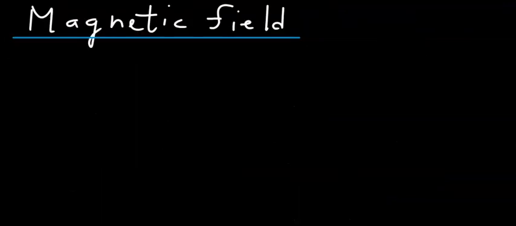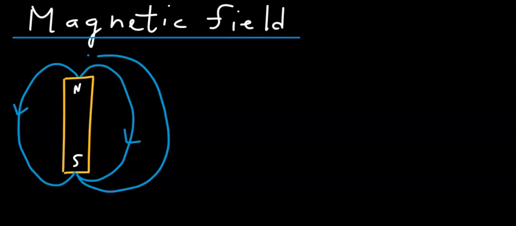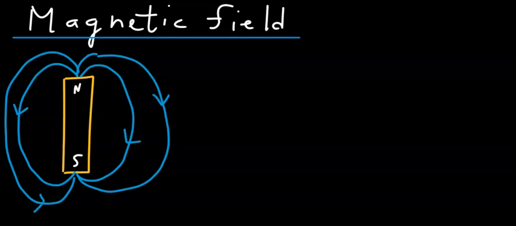Let's first see what a magnetic field looks like. If you have a standard bar magnet, that is the north pole of the magnet, and that is the south pole of the magnet. Magnetic fields extend from the northern magnetic pole to the southern magnetic pole in loops, like that. So these blue curved arrows are the magnetic fields that belong to this bar magnet. Now they have directions, so they are vectors.